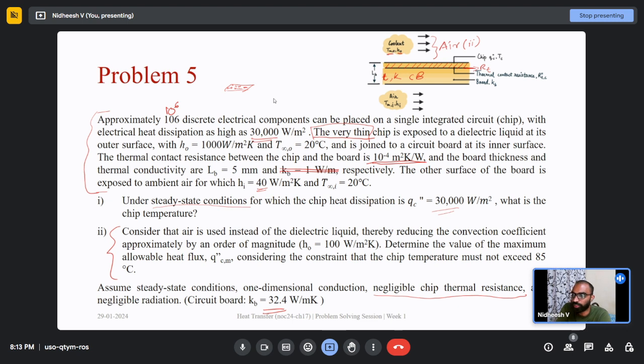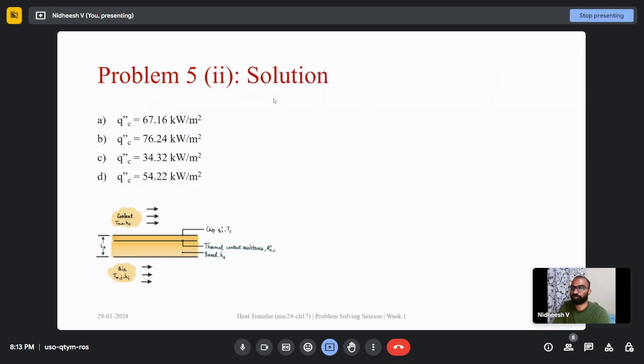It is just a variation of the first part problem. Just that in this case, if we know the chip temperature, a maximum allowable chip temperature, how we can find the maximum flux that is generated in the chip. Is that clear? Clear, sir. I think it is clear.